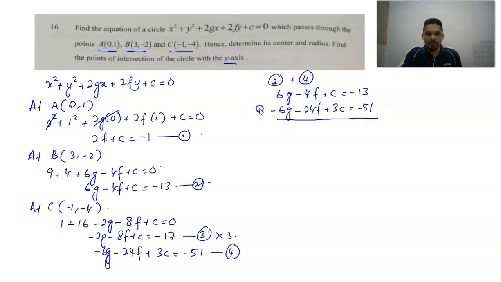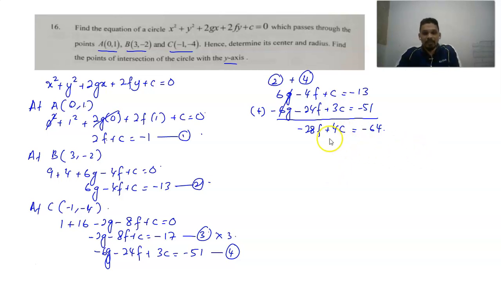Okay, addition here. 6g minus 6g is 0. Negative 4 with negative 24 gives negative 28f. c plus 3c equals 4c. Then negative 13 and negative 51: negative 13 minus 51, that is 13 plus 51, equals negative 64.